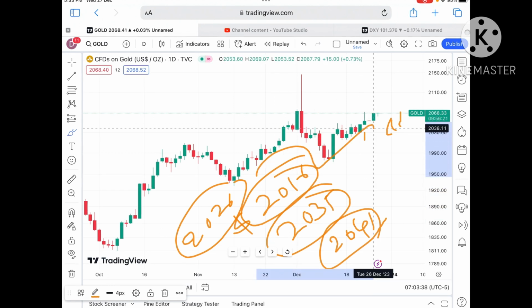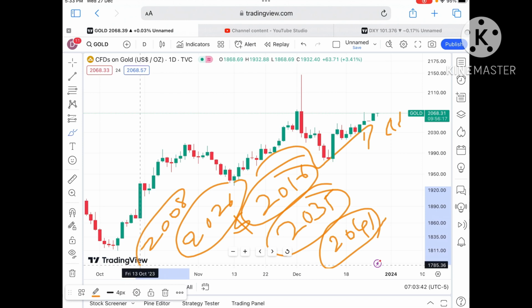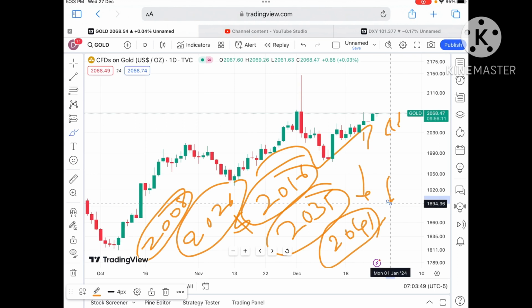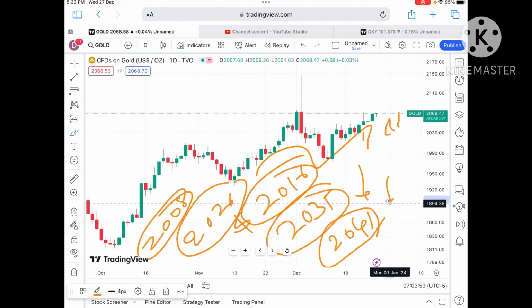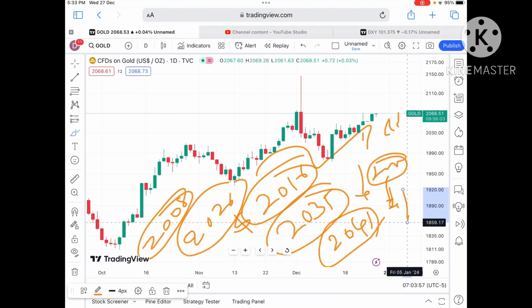Once the price starts moving below this zone, there are chances of going towards a level of $2008, and then from there a further low. Any doubt regarding this, you can mail me. I've given the mail IDs in the description. Once the price starts moving below a level of $2008, it can go below a level of $2000, and then from there a further downfall.